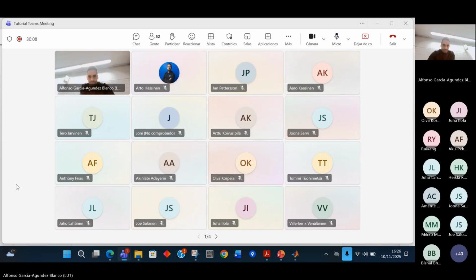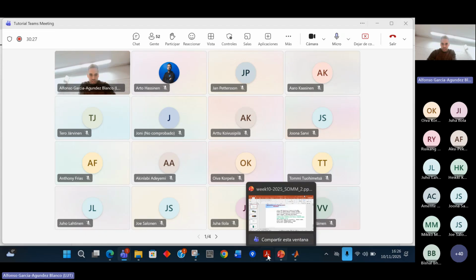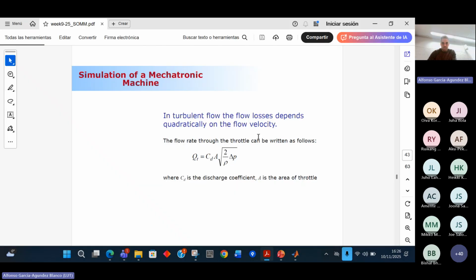Everything fine? By the way, I'm seeing that there are many more attendants with respect to the tutorials. I imagine that you watch the videos of the tutorials afterwards, right? Because there are 52 students online and more people in person today. Okay, so thank you. We have positive reactions here, so I think that students understood the laminar.